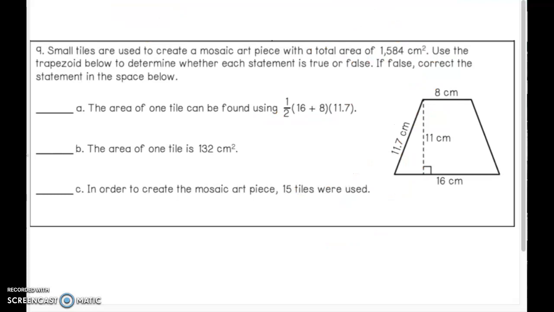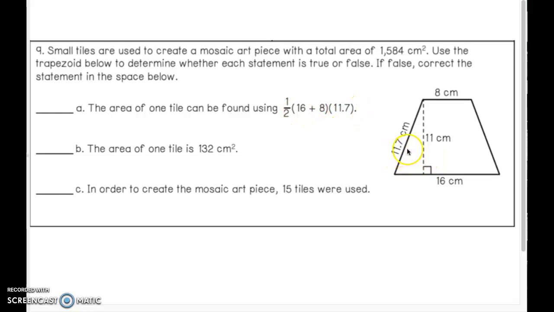And last problem here. Small tiles are used to create a mosaic art piece with a total area of 1,584. We're going to use the trapezoid below to determine whether each statement is true. Take a minute if you want, pause it and see if you can guess before we go through it. I'm just going to go through each one of these. So the area of one tile can be found using 1/2 times 16 plus 8 times 11.5. Well, base and base are 16 and 8, so that's base and base. And then we know this has to be the height.